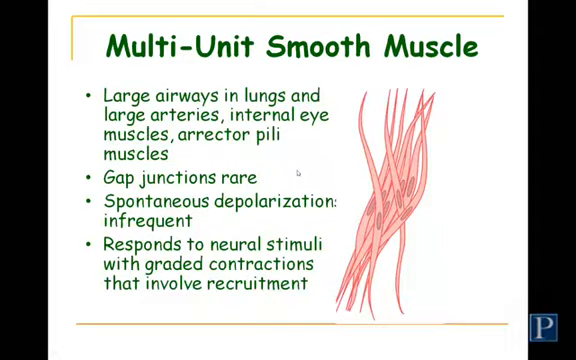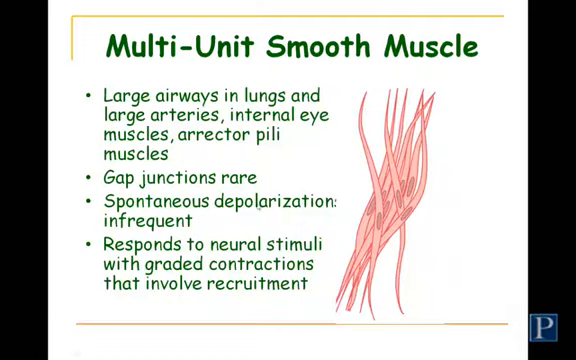These ones don't act as a unit, as one, because they don't have a lot of gap junctions. They don't usually have the spontaneous depolarization, even though they can, but it's not as frequent as you see in unitary smooth muscle. They do exhibit motor unit recruitment and will respond to nervous stimuli, and it can have the contractions graded as we talked about with skeletal muscle. You don't see that with the visceral or the unitary smooth muscle.